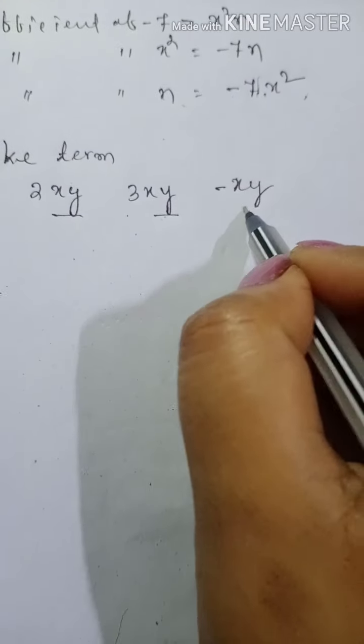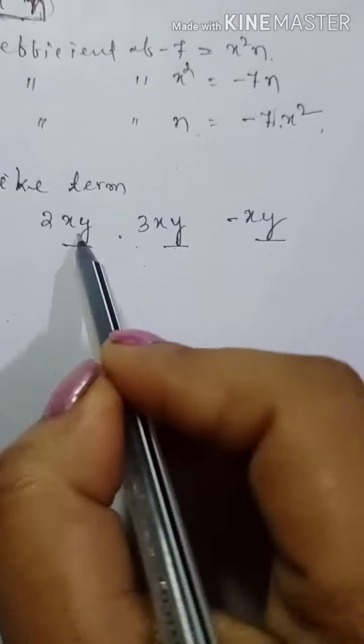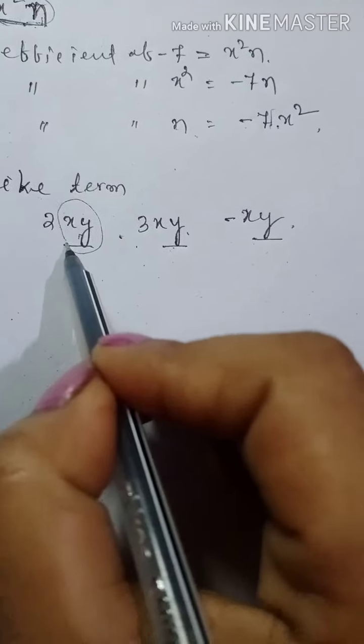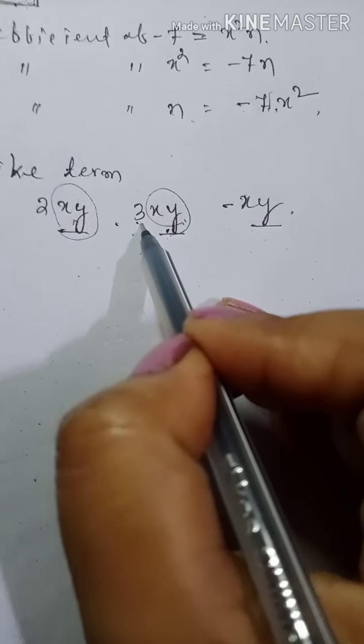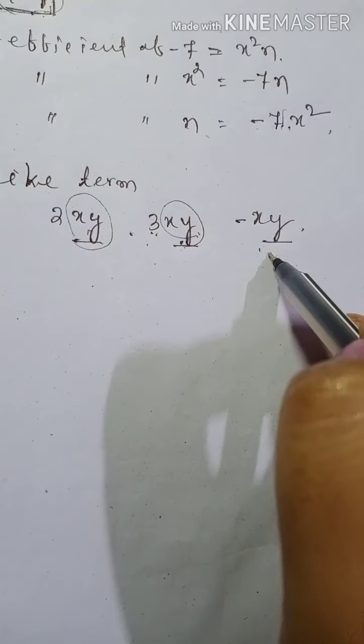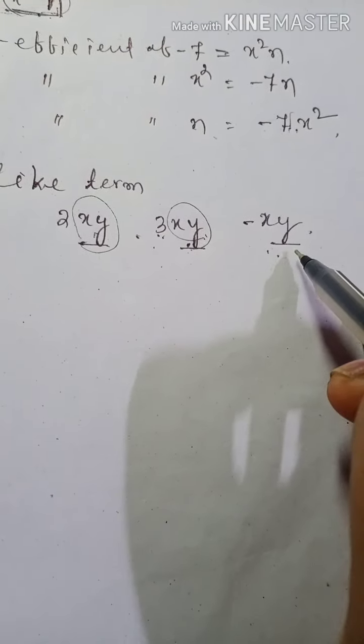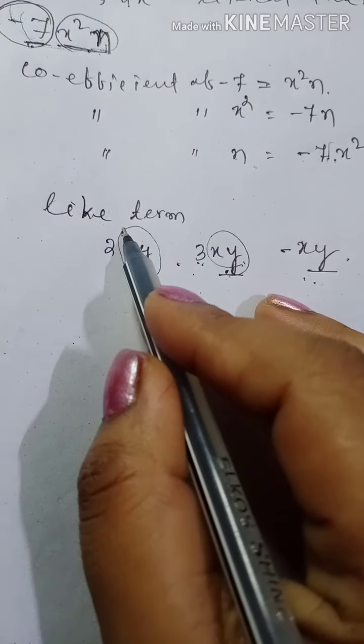Next is like and unlike terms. Like terms means they have the same terms. Suppose 2xy, 3xy and also minus xy. All are having the same literal coefficients. Here xy, here also xy, here also xy. These are different terms which have the same literal coefficients. Whether the numerical coefficients are different, they are known as the same. They are having the same literal coefficients, so they are termed as like terms.